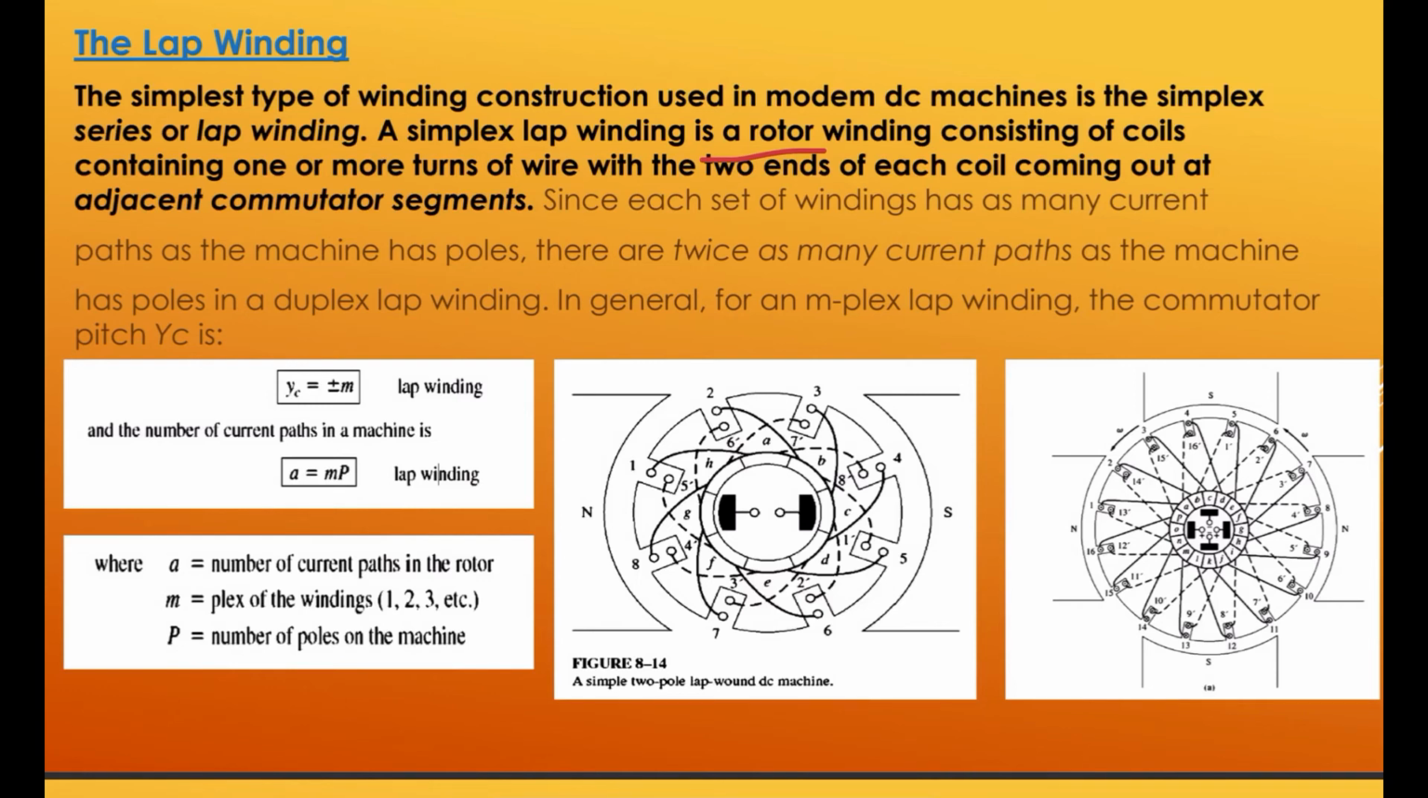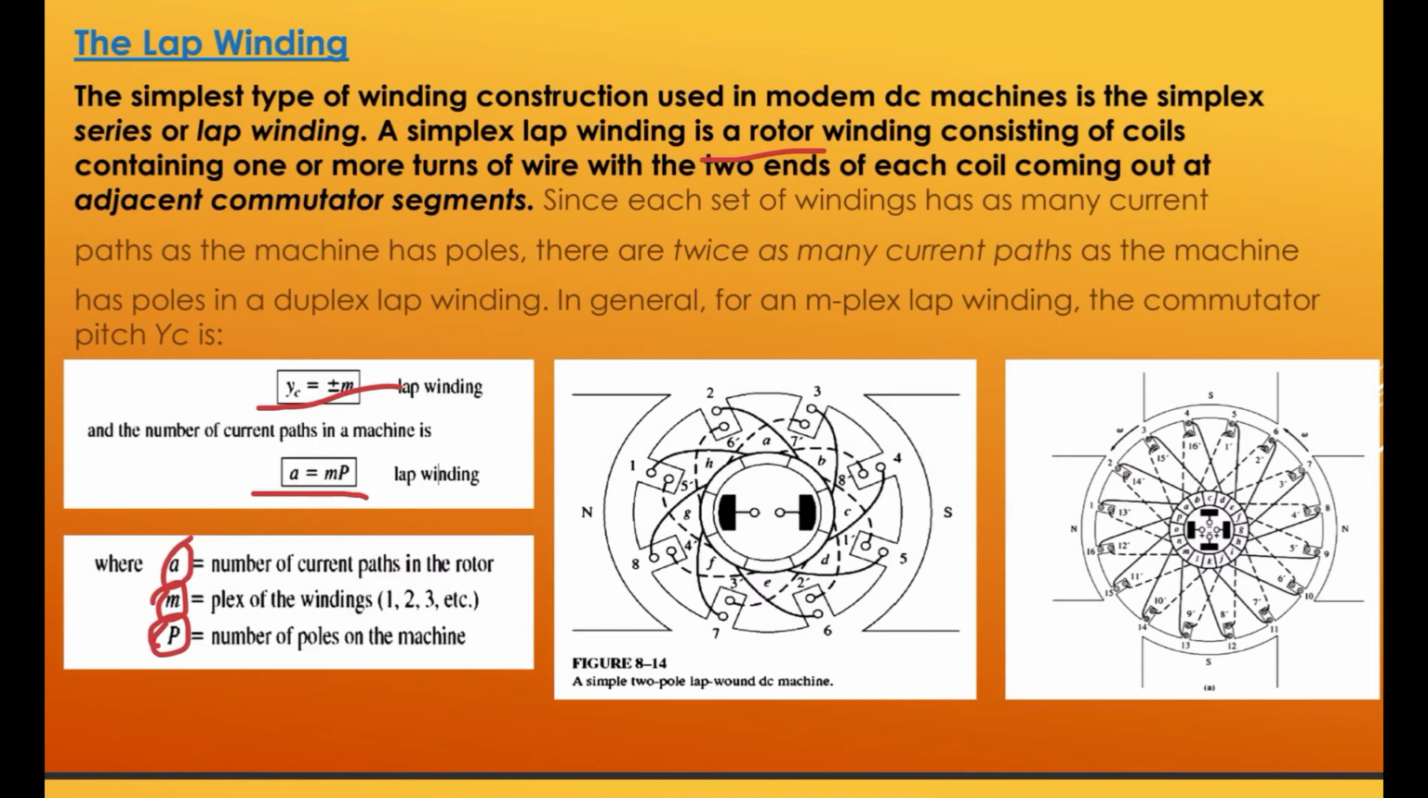These are the equations for lap windings. Y_C equals plus or minus m, and the number of current paths in the machine is given by A equals m times P, where A is the number of current paths in the rotor, m is the multiplicity of the windings, 1, 2, 3, and P is the number of poles of the machine.